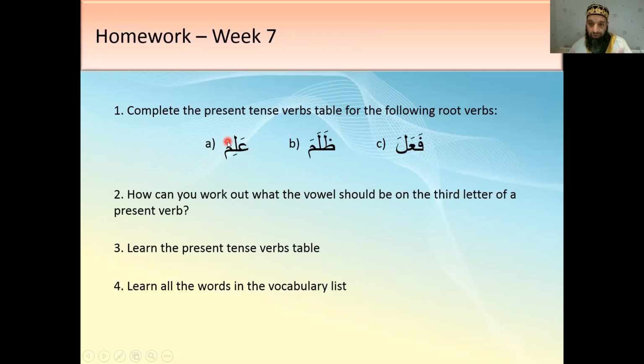So I want 3 tables. And the reason why I'm giving you 3 tables is not to make your hands hurt, but to make it sit in your head. And inshallah, when you write the table 3 times, it's going to help make that table sit in your head, inshallah. Is that okay? And then how can you work out what the vowel should be on the 3rd letter? I'm not going to give the answer, but I'll leave you to figure that one out.